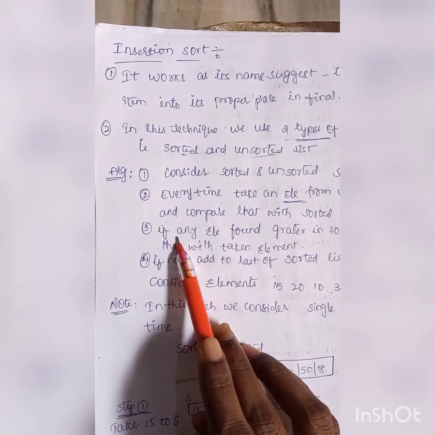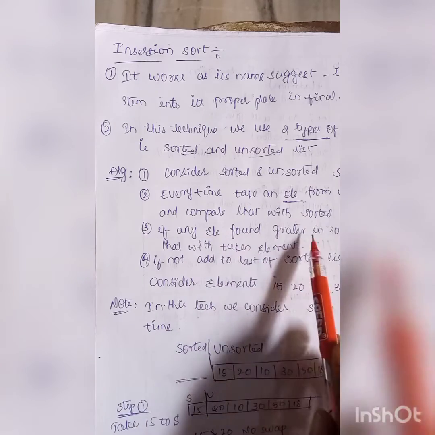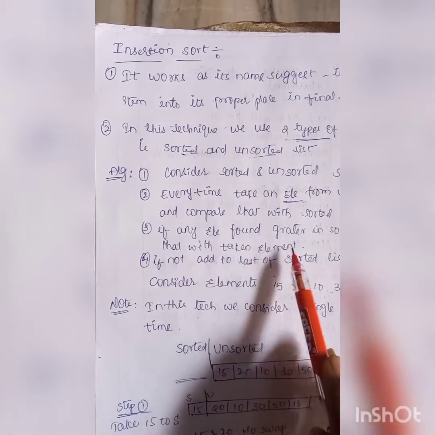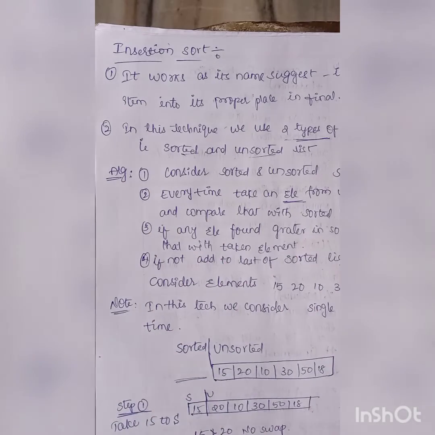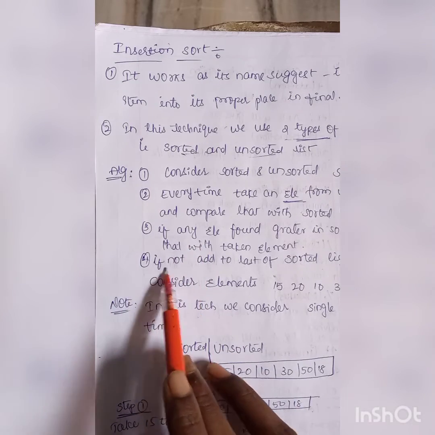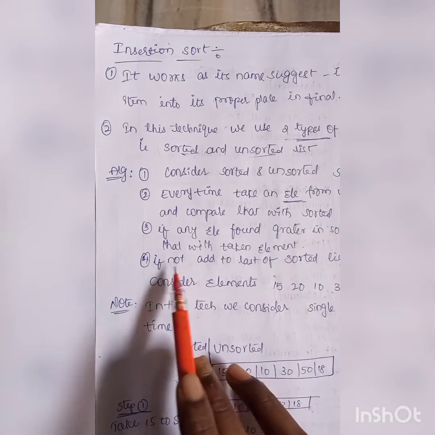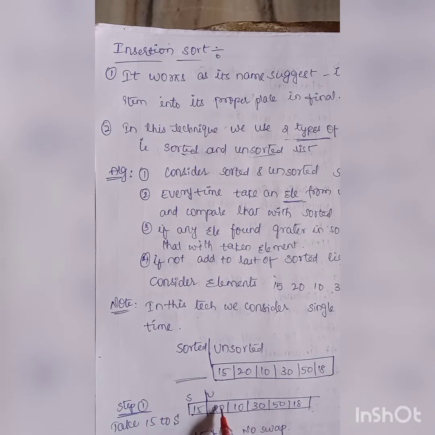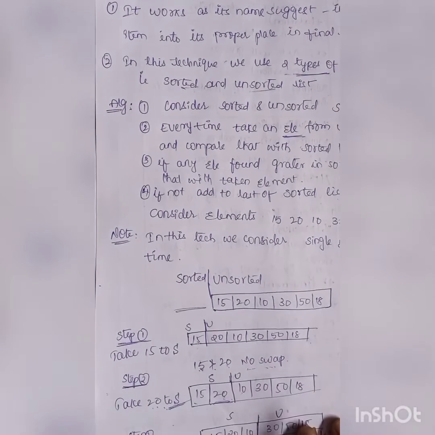See here in the algorithm point 3: if any element is found greater in the sorted part, swap that with the taken element. Here, was a greater element found? Here 15 is there, here 20 is there, so a smaller element was found. So this third point does not apply. Next, in the fourth point, what are we doing? If not, if a greater element is not found, add to the last of the sorted list. So where should this 20 be added? It should be added at the last of the sorted list. Clear?